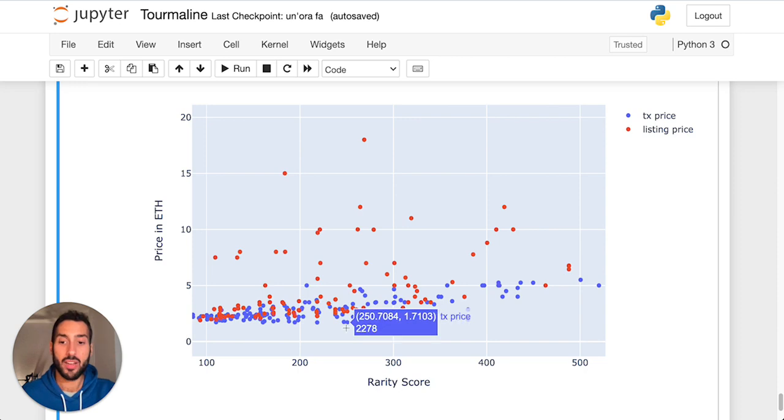So I don't have a good way to share this with you guys right now. I'm working on something similar, but as of now, what we can do is that I can hover on this.